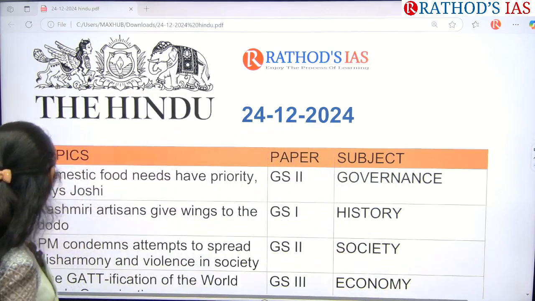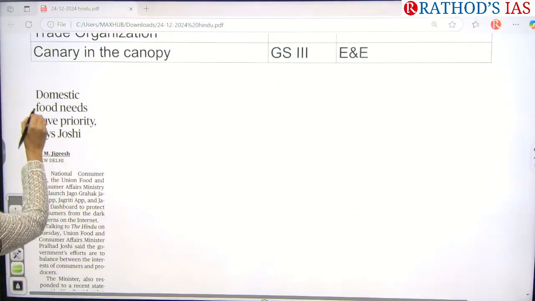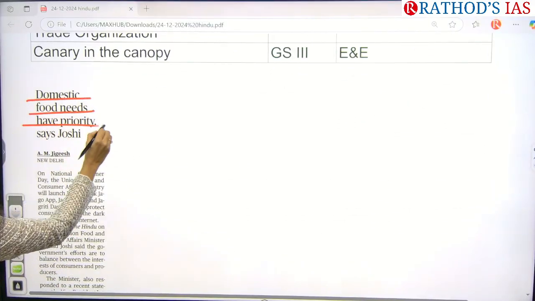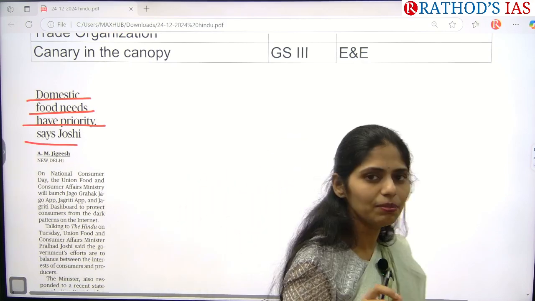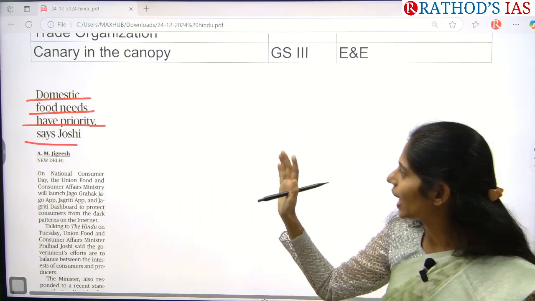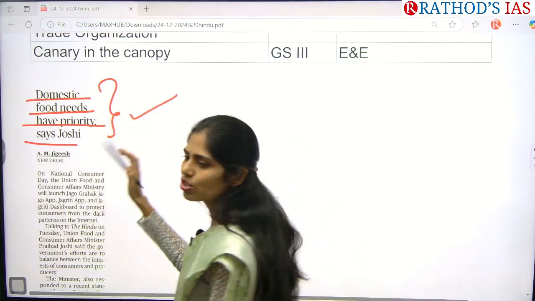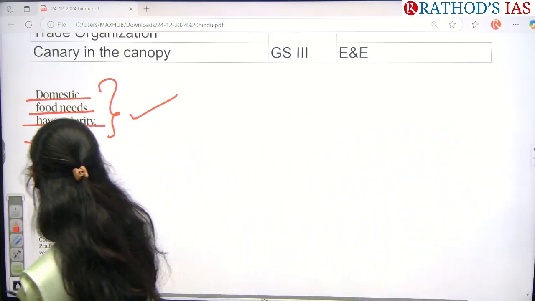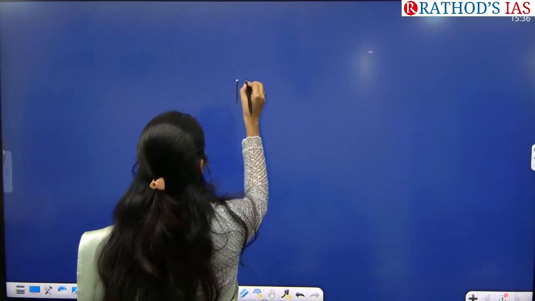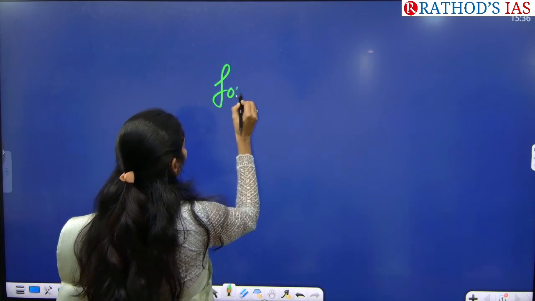Okay, now let us see the first article, guys. See the title, Domestic Food Needs Have Priority, says Joshi. Actually, we are going to discuss 3 important online platforms that came up by the government so that whatever food problems are there, we can address those problems. This article is about food problems.